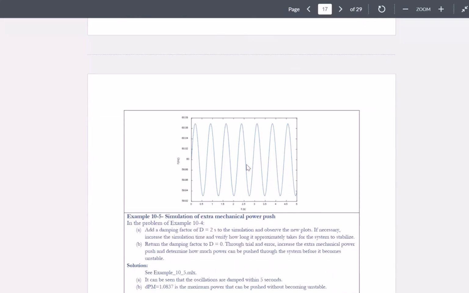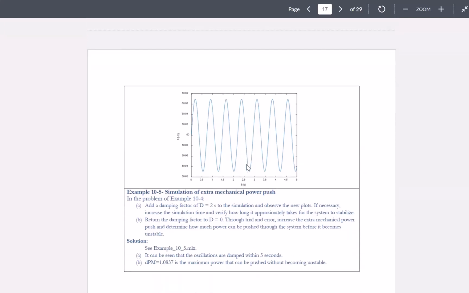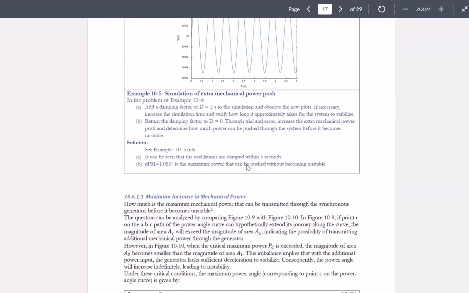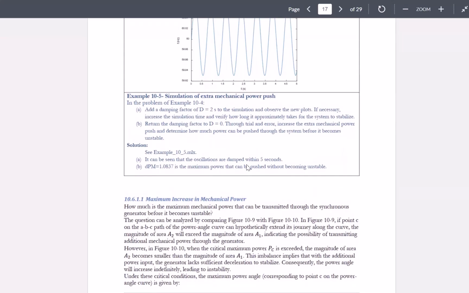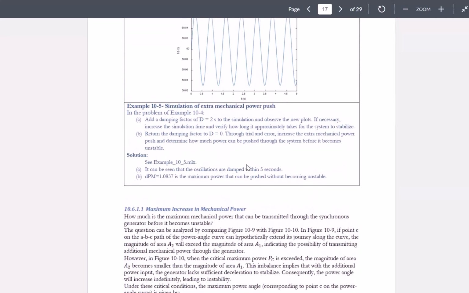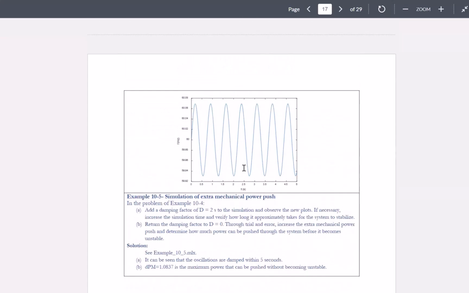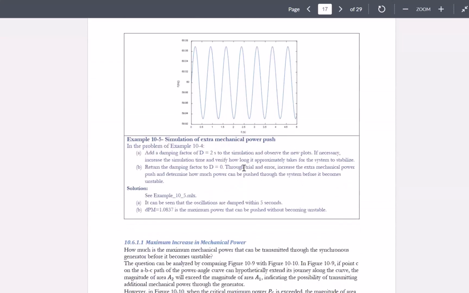So as long as these oscillations are sustained and do not become bigger over time, we will assume that the system remains stable. Pay attention that we have no damping in here. Because there is no damping, those oscillations won't decay over time. But as long as those oscillations do not become bigger over time, we would assume that the system remains stable if you're using simulations. Now, if you add a damping factor equal to 2, you will see that these oscillations will decay to 0 over time.